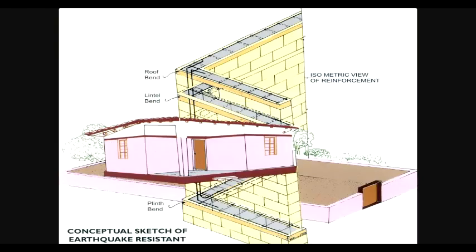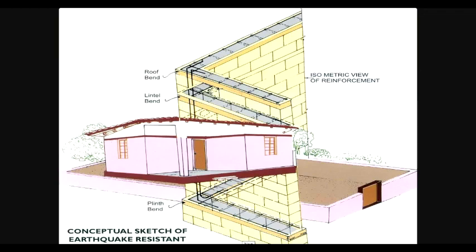So here is a figure. All of you can see that this building has been made on a firm foundation. As you can see, it's a conceptual sketch of an earthquake resistant house. This building is very strong and is resistant to earthquakes. As we can see, the plinth band is there in the building, the roof band, the lintel band is there, and the reinforcement has been done while constructing the wall.